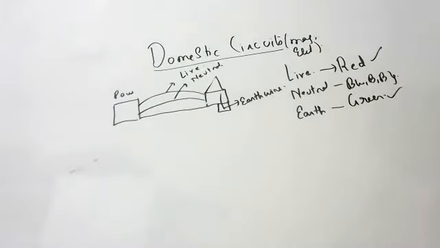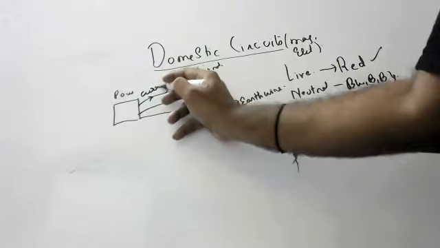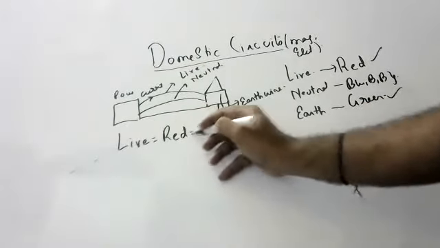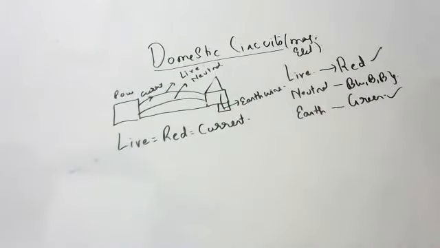What are their functions, children? Coming to the functions, live wire carries the current. Real current is carried by live wire. That's why it is red in color. Red indicates danger. Live wire carries the main current.